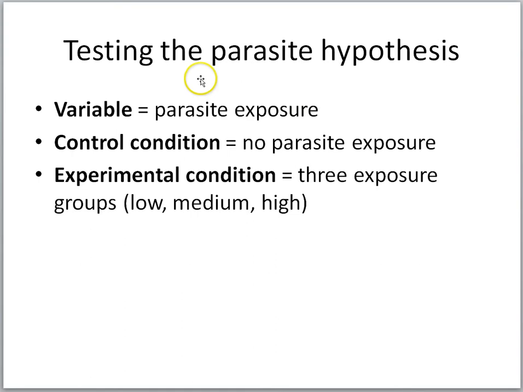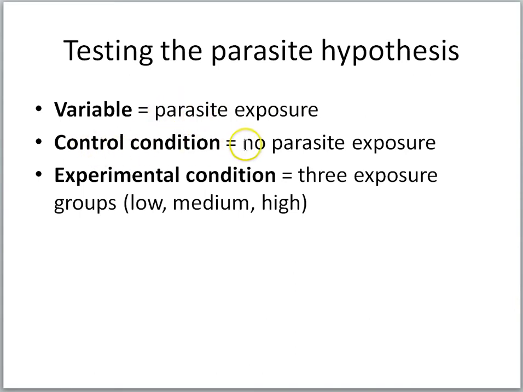All right, so it's time to test the parasite hypothesis with an experiment. We'll define the variable then as parasite exposure. So the tadpoles will be exposed to parasites, so the parasite exposure will be our variable. That's the thing of interest. That's the thing we think is causing the effect. We think parasites are causing deformities.